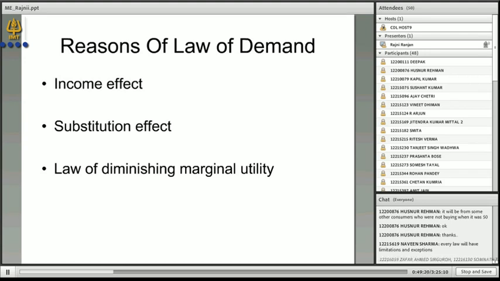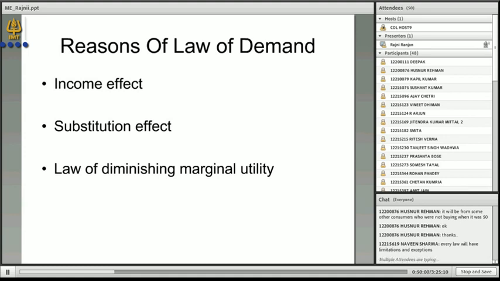So when we talk about the substitution effect, we say that for products which have good close substitutes, when the prices of these products go up in the market, people start switching to their substitutes. Because of this, the demand for the product comes down.